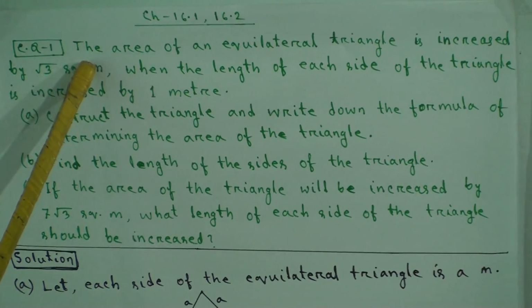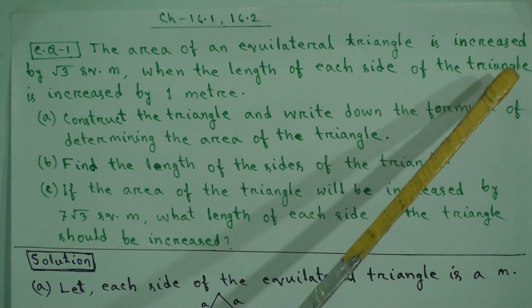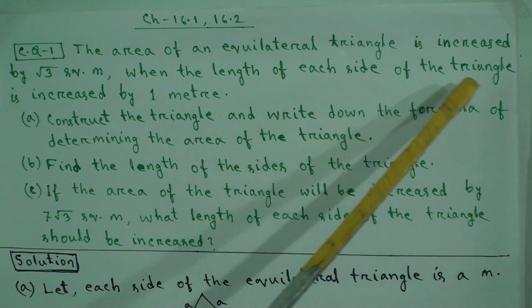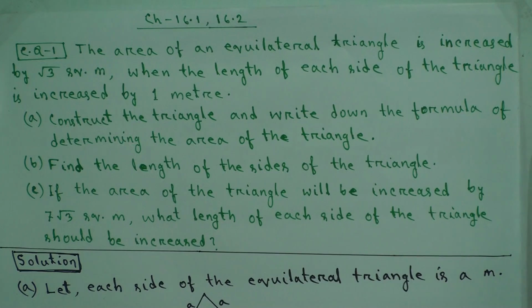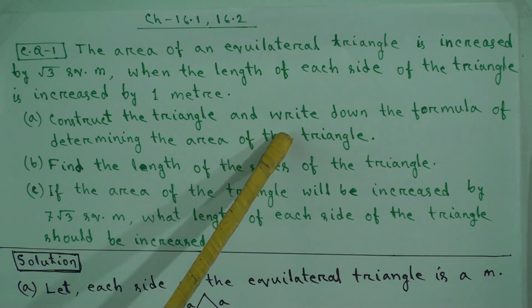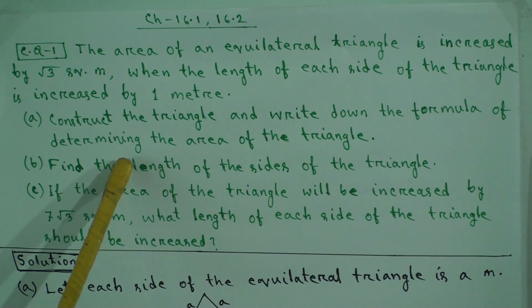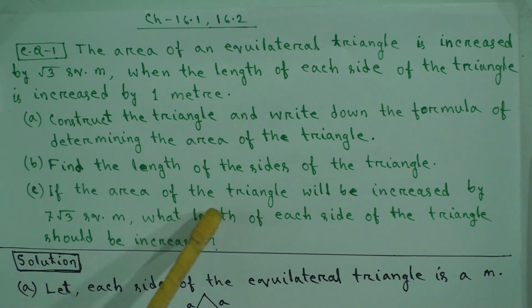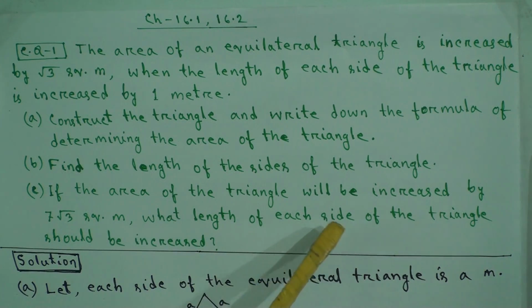Here the question is, the area of an equilateral triangle is increased by √3 square meter when the length of each side of the triangle is increased by 1 meter. This is the stem. Now the first question is, construct the triangle and write down the formula of determining the area of the triangle. B number question, find the length of the sides of the triangle. And C number question, if the area of the triangle will be increased by 7√3 square meter, what length of each side of the triangle should be increased?